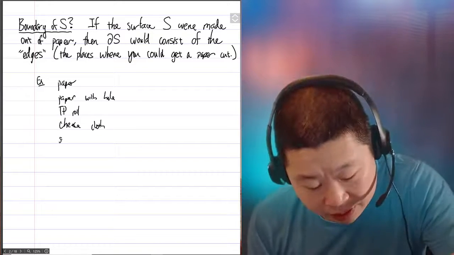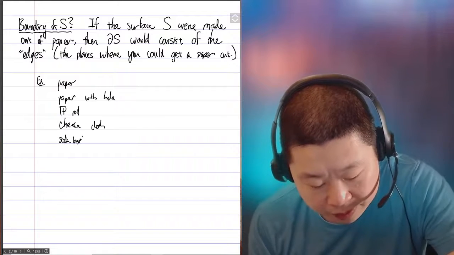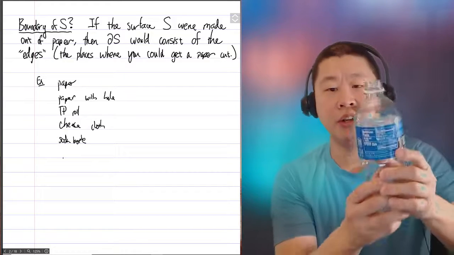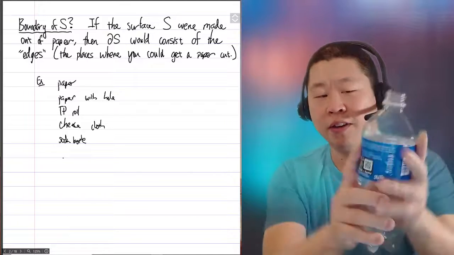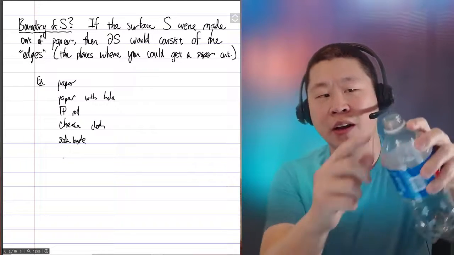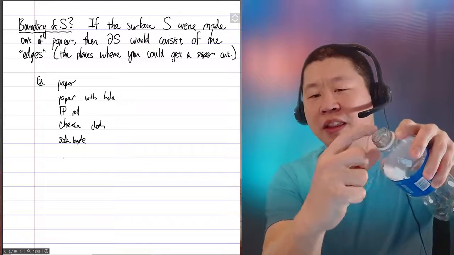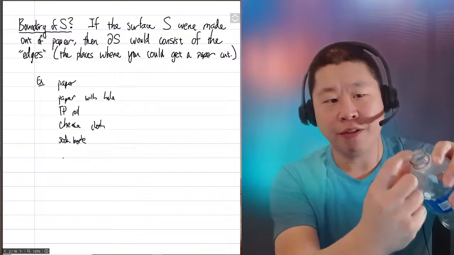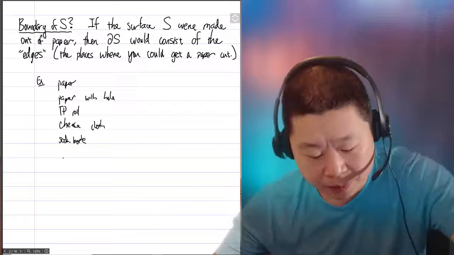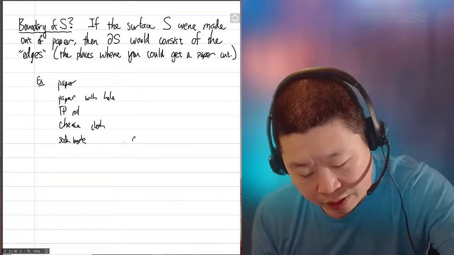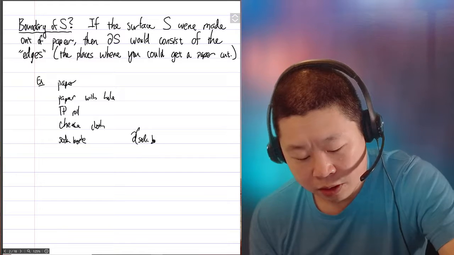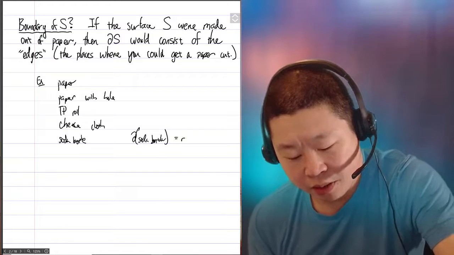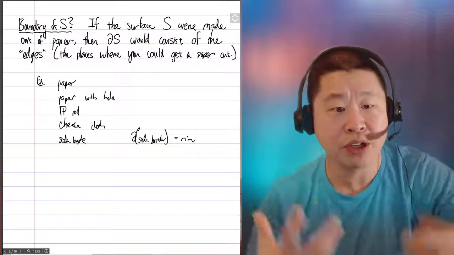Let's take a look at the example of a soda bottle. This is made out of plastic, sure, but if this were made out of paper, none of this part would ever give me a paper cut. The only place you'd get a paper cut would be right on that circle at the top where you drink from, the rim at the top. So the boundary of the soda bottle is the rim at the top, the place where you drink from.